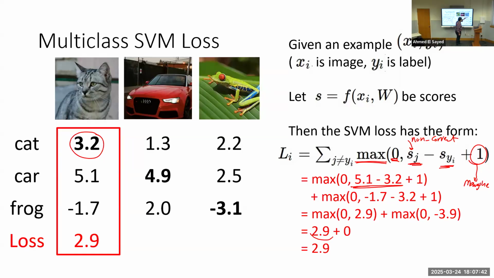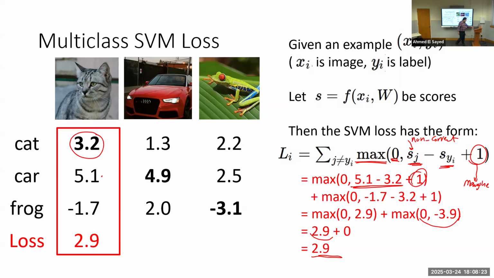Then the second one: it will be 1.7 minus 3.2 plus 1. This actually will go with this minus 0.7, so it will be minus 3.9. The maximum between this and 0 is 0. The maximum between the other and 0 is 2.9. So the total loss in this case is 2.9. Why? Because this one is bigger than the correct score by some value plus this margin. So this is my loss value.